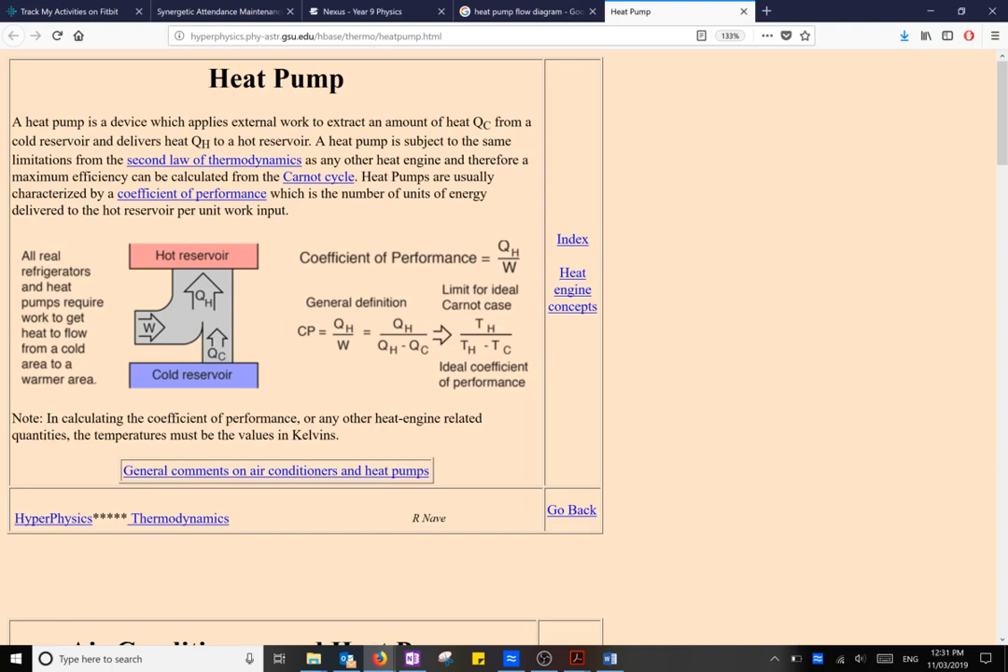So that's why you have to put work in. Something has to be driving this process to make the refrigerant hot and liquid so that it can then waft off the heat to the environment, and then it can come back in and expand and evaporate. Cool. What else does it have on this page?